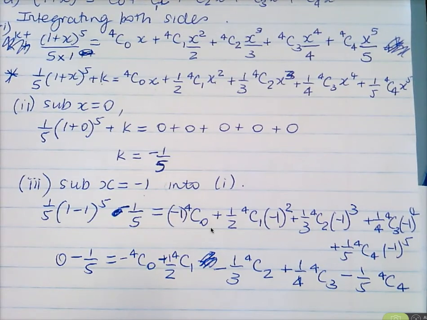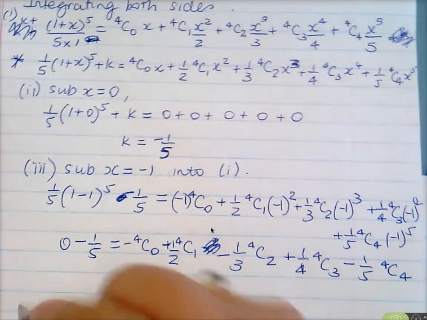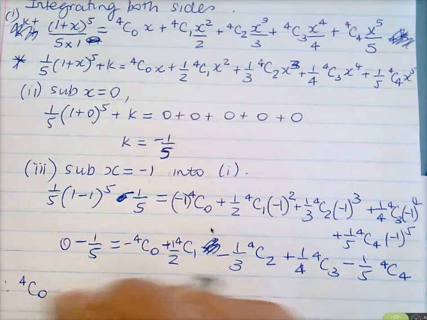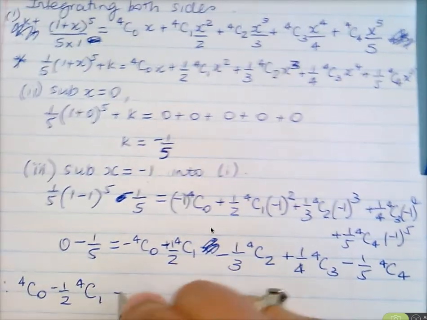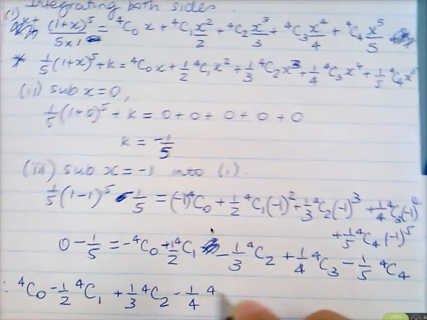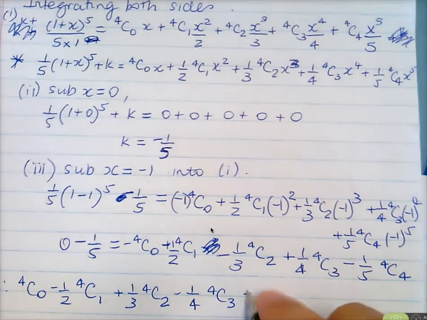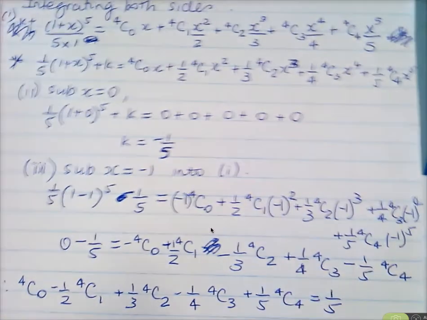And what's the result? You look at what you're supposed to do. Swap sides. Just swap sides. So therefore, 4 choose 0, minus a half, 4 choose 1, plus a third, 4 choose 2, minus a quarter, 4 choose 3, plus a fifth, 4 choose 4 equals positive 1/5.